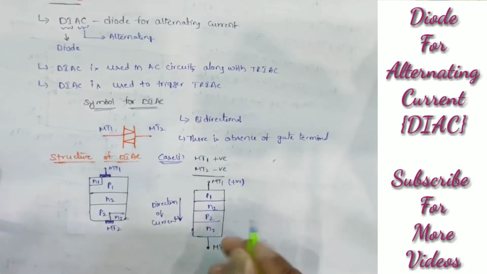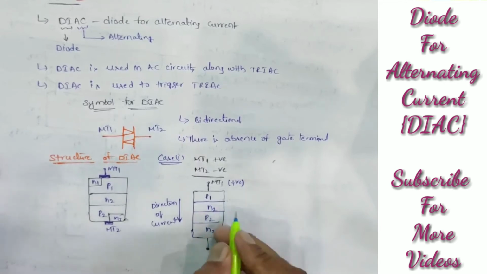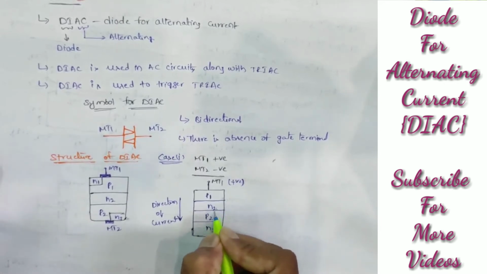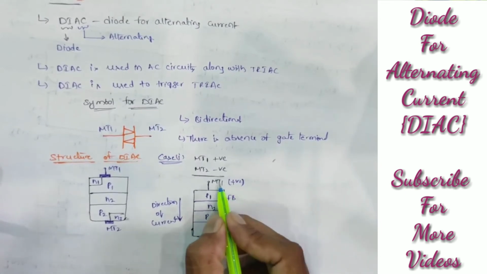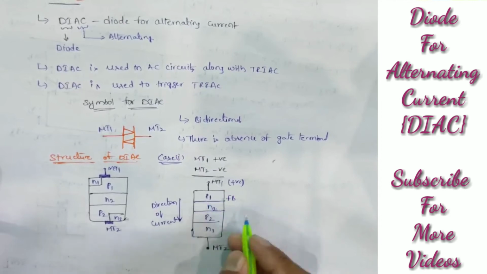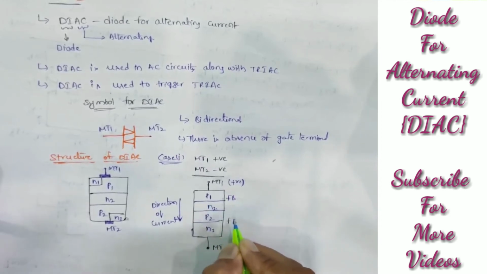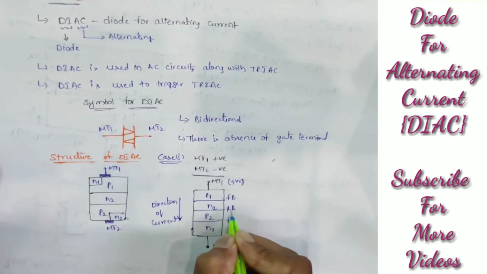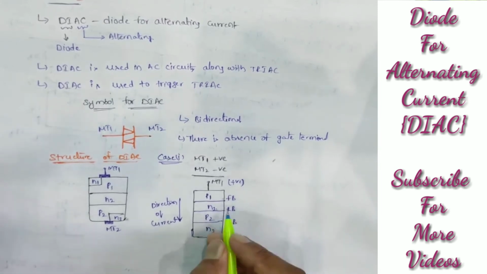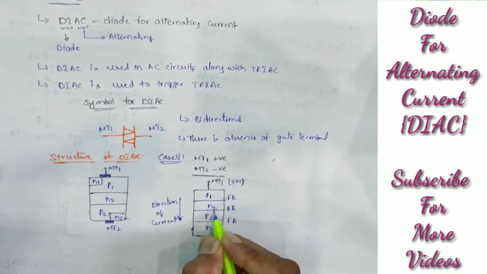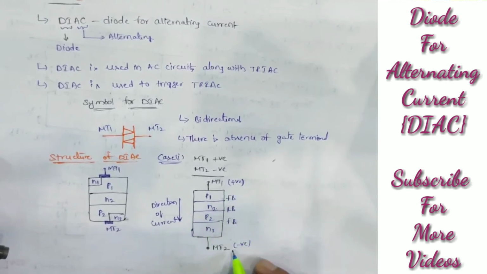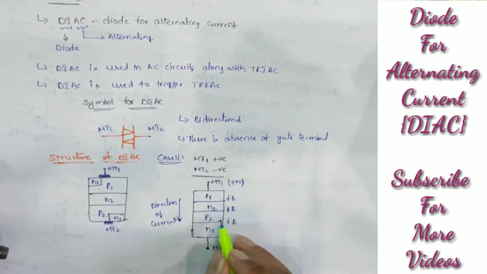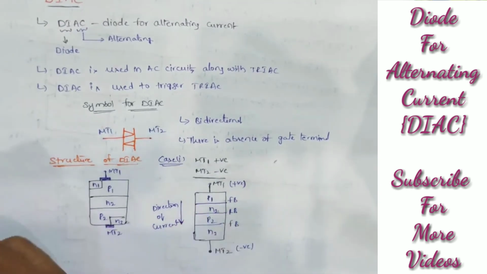At first, a small leakage current will flow because of the N2 and P2 junction. In this junction, here we are having forward bias because MT1 is positive, here we are having P1, and here also forward bias, and here we are having the reverse bias. Whenever the P2 and N2 junction breakdown occurs, then the current will flow from MT1 to MT2. Before that, the small leakage current will be flowing. Then let us see case 2.